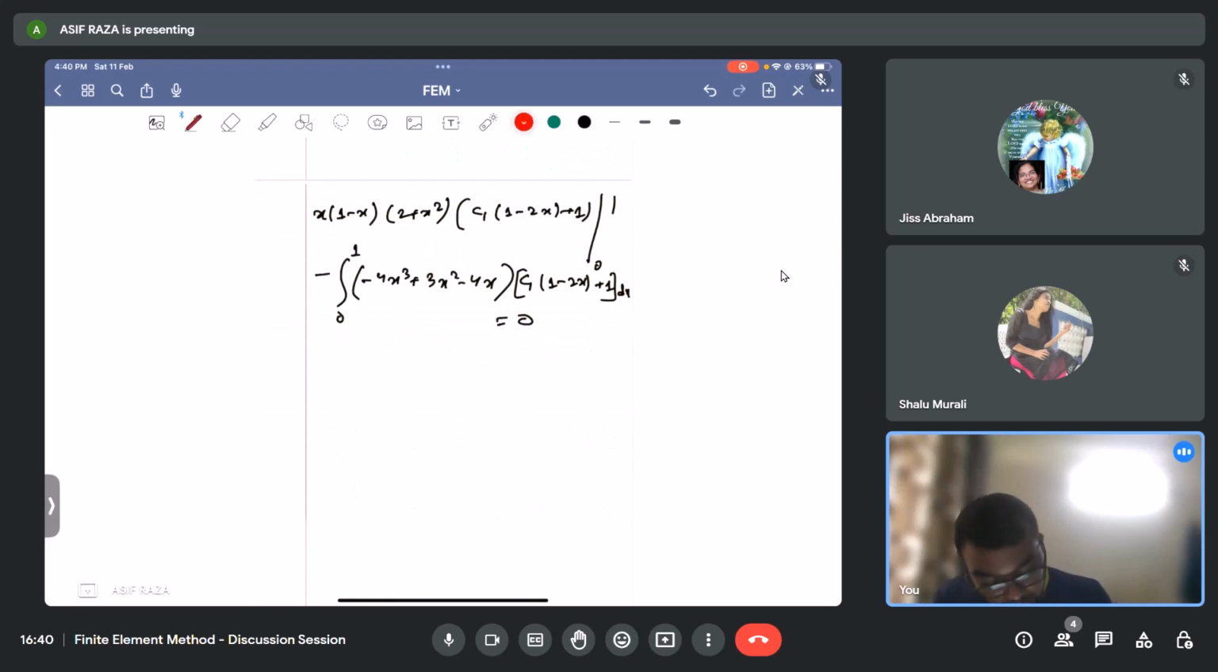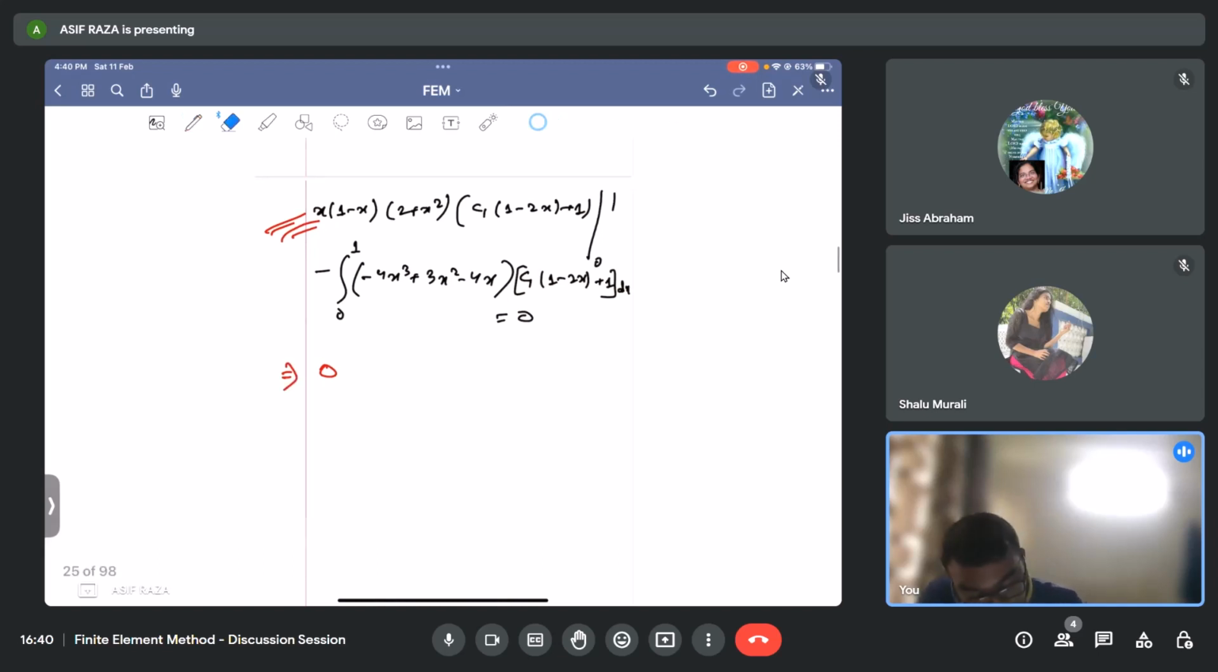Okay, substitute 1. If you substitute 1, this will be 0. If you substitute 0, this will be 0. So that is 0. Okay, so boundary terms are 0. We'll just write it here. These are 0.